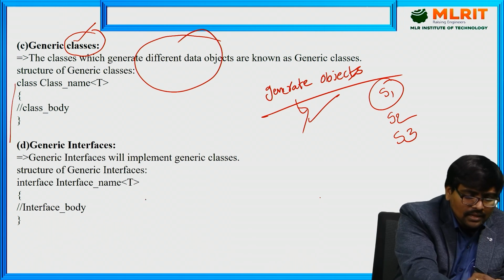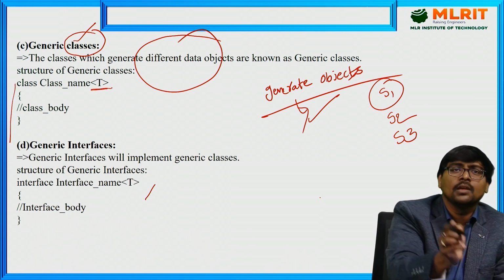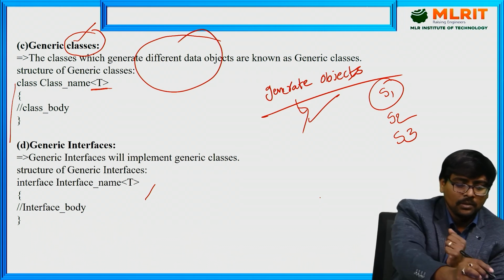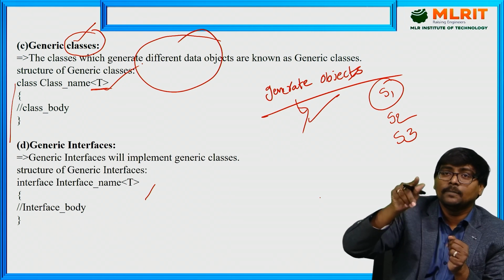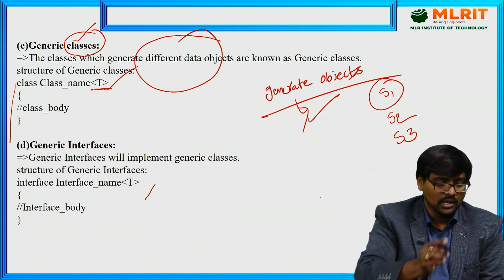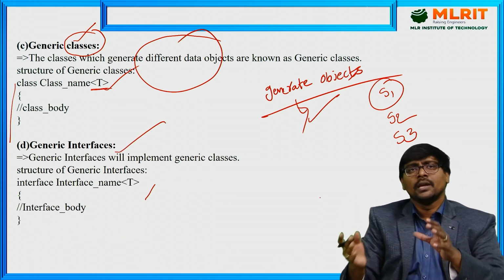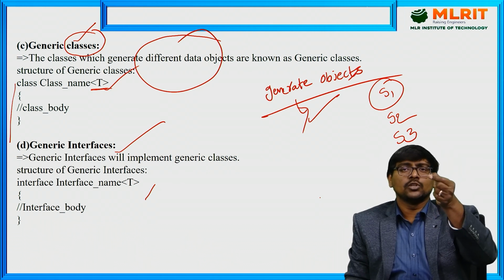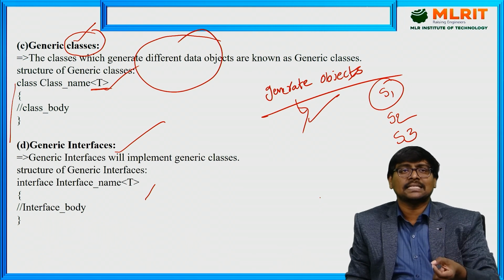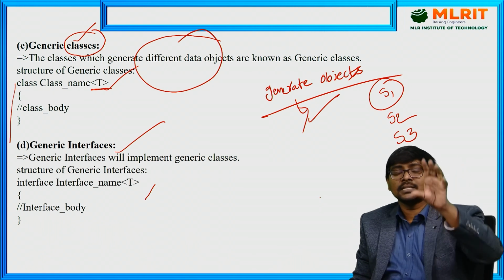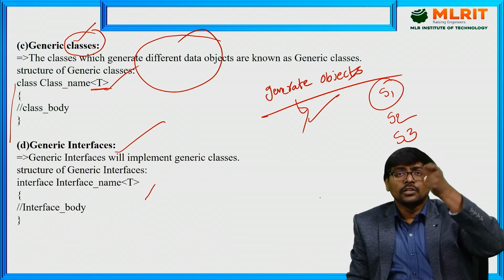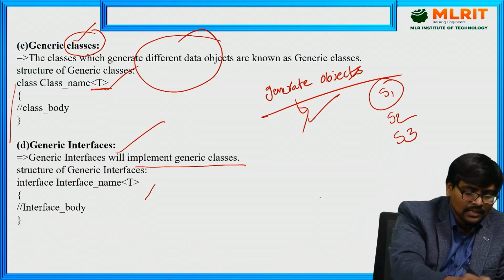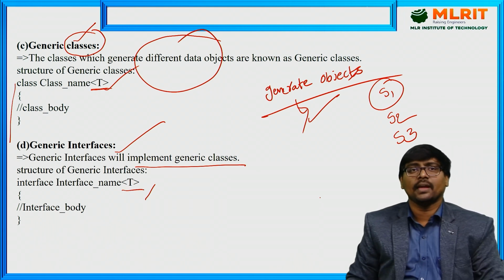The additional thing is, after the class name, within angular brackets specify T. I will explain with an example, no problem. T means the type of object that we are going to generate. Now the last one, interface. Basically, an interface must be implemented by a class. Now what are generic interfaces? The interfaces which are implemented by generic classes. Again, the complete syntax is the same, we are using the angular bracket T.